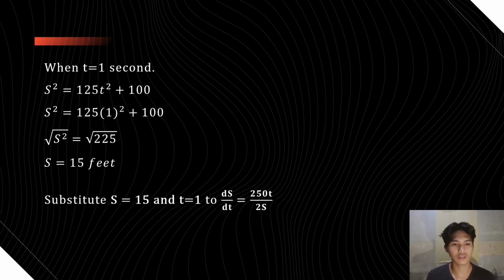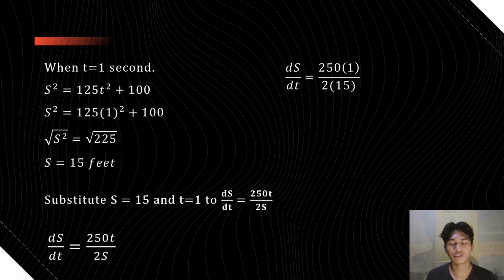Then in the next step, we substitute s equals 15 and t equals 1 into ds over dt equals 250t over 2s. So we substitute s and t into this formula. So ds over dt equals 250 times 1 over 2 times 15. So ds over dt equals 250 over 30. So if we divide 250 over 30, our final answer will be ds over dt equals 8.33 fps. So that is the step-by-step procedure of the time rate topic.